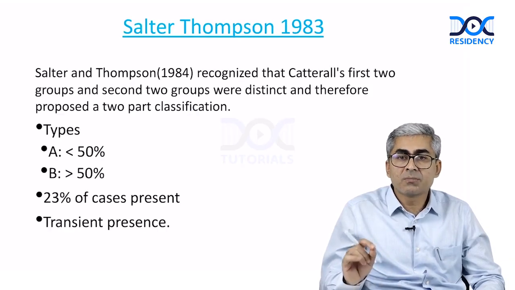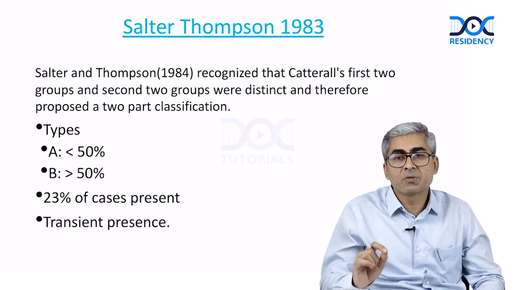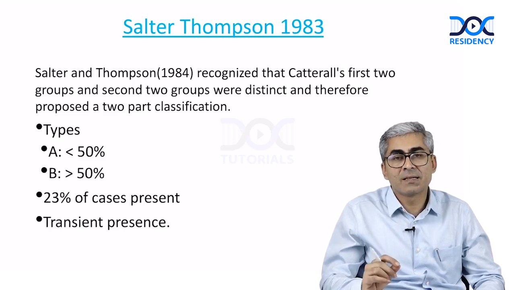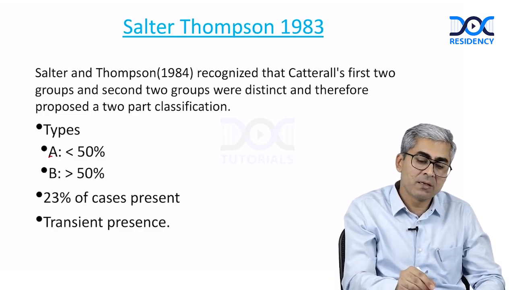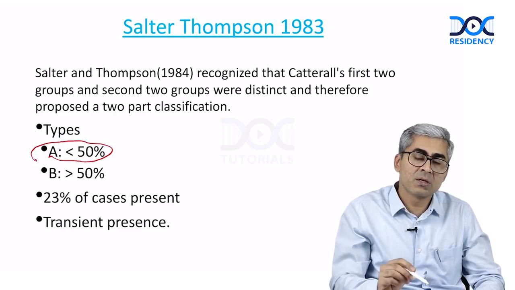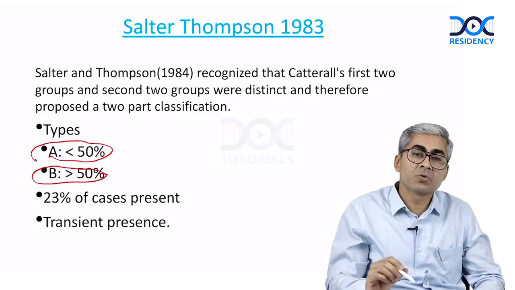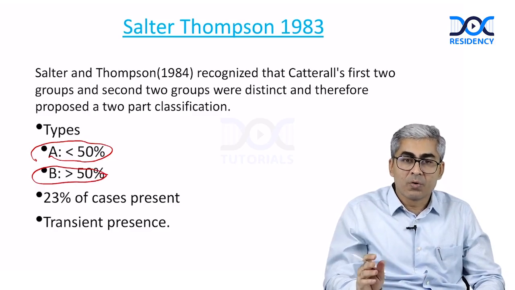So, coming to the Salter-Thompson classification, which was proposed later on, it has only 2 types based on the crescent sign, that is the subchondral fracture line. If the fracture line is less than 50%, it is group A and generally supposed to have good prognosis, and if it is more than 50%, it is group B and it is supposed to have a poor prognosis.